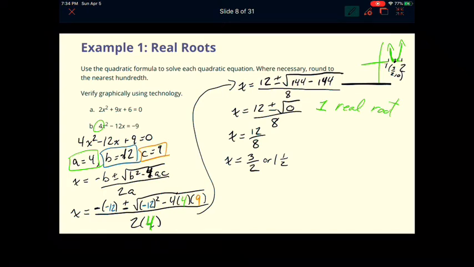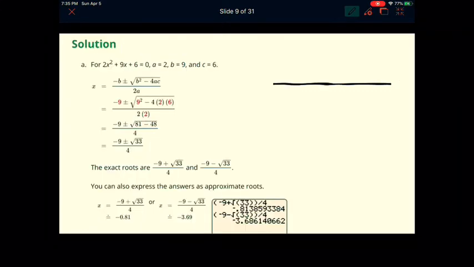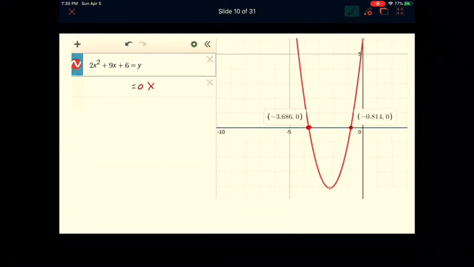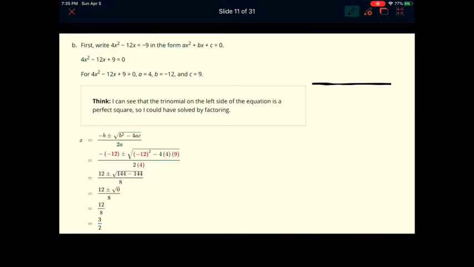So I already know what that's going to look like. I don't know exactly how wide or how narrow the graph is going to look, but for a basic sketch, I know 3 over 2 is going to be the x of the vertex. It's going to be just touching the x-intercept. So solutions from the textbook. Pause and look through that. For A, I've already talked about its graph.